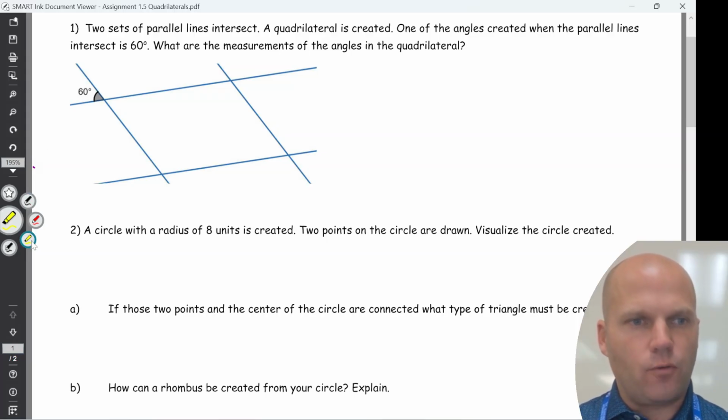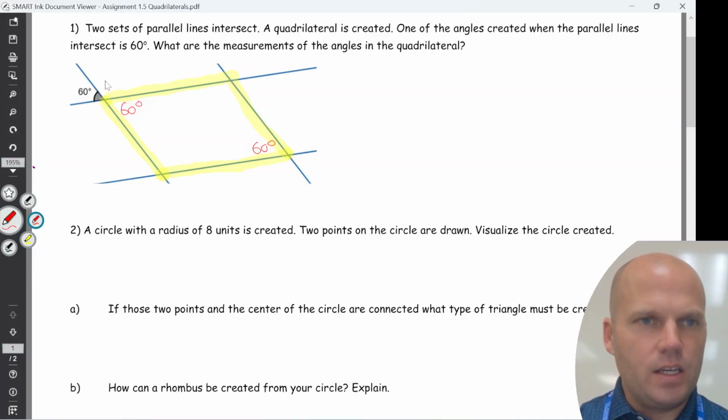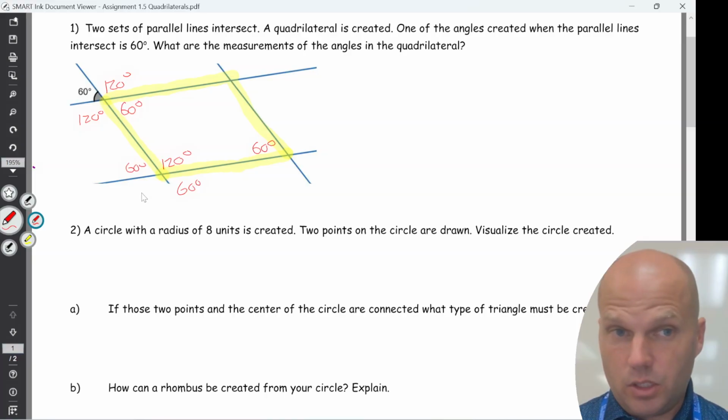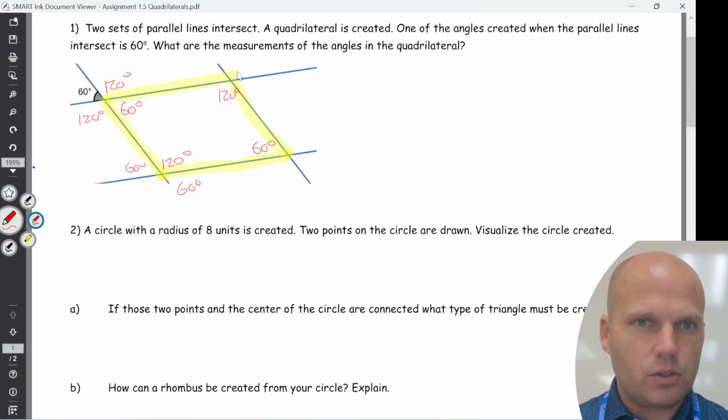Four-sided shape. Here's our four-sided shape right here. This looks like we have a parallelogram. We can't assume it's a rhombus. Rhombuses are parallelograms with all equal sides. What we find is every single opposite angle will have to be equal, and they're supplementary to each other. So this is 120, this is 60. That's good. So it's cool to see that.